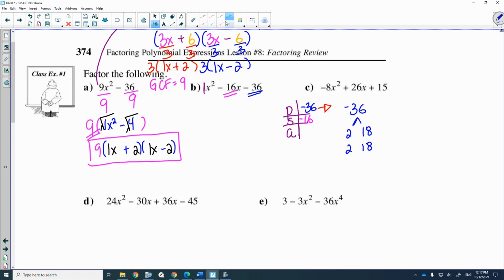But then you say to yourself, okay, how do you get negative 36? So Julius, what do I have to do to one of these numbers in order to get a negative 36? Yes, one of them has to be negative because 2 times 18 is positive 36. So in order to get a negative 36, one of those has to be negative. If you then summed these, negative 2 plus 18 is 16. 2 plus negative 18 is negative 16. There's your answer. Your answer is positive 2 and negative 18.